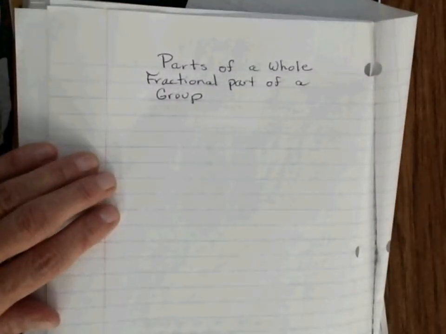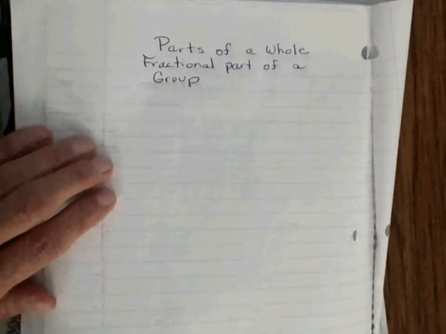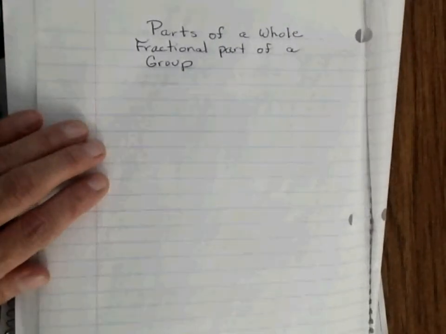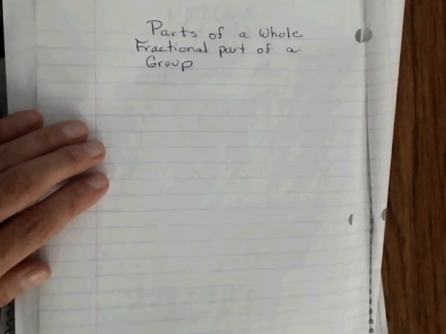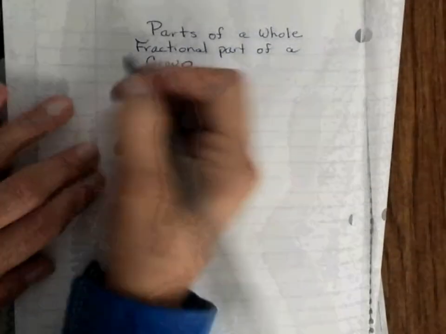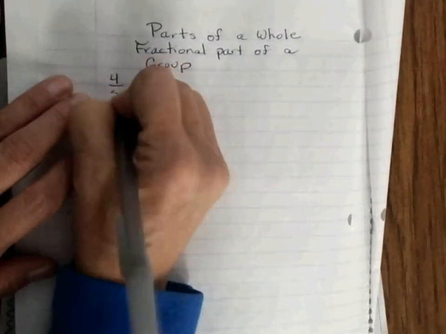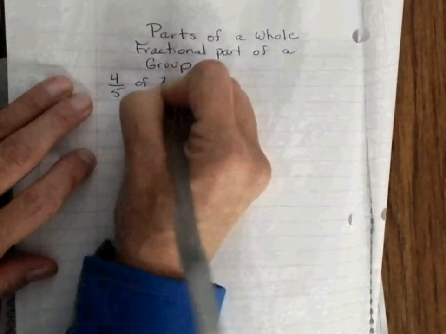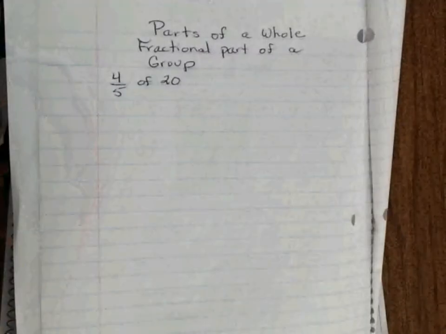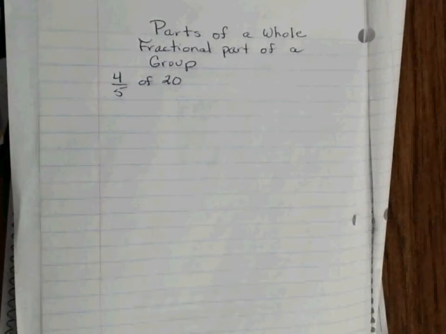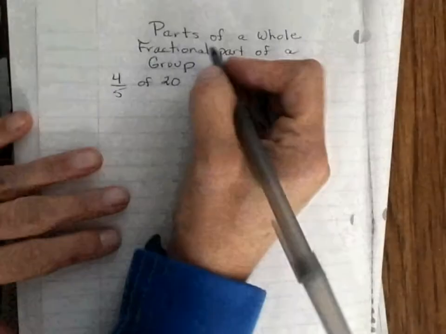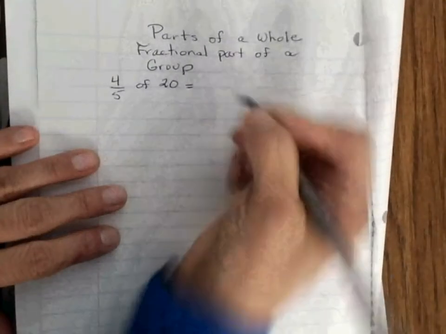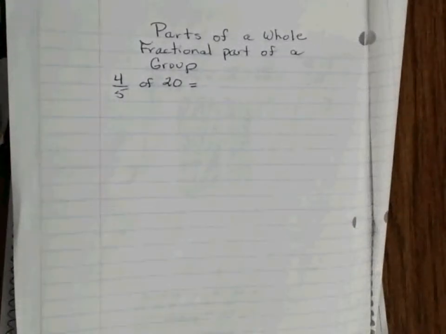Okay, so what do I mean when I say a fractional part of a group? Well, let's think of it like this. There's 20 students in this class, and let's say that I know that 4/5 of those 20 students chose plate lunch. But I want to know, so how many is that? So how many is 4/5 of 20 that chose plate lunch?